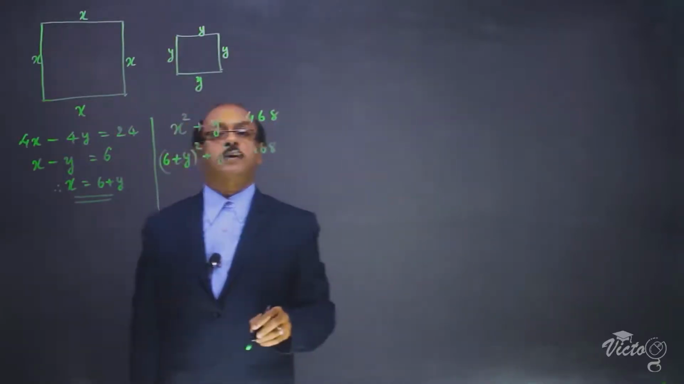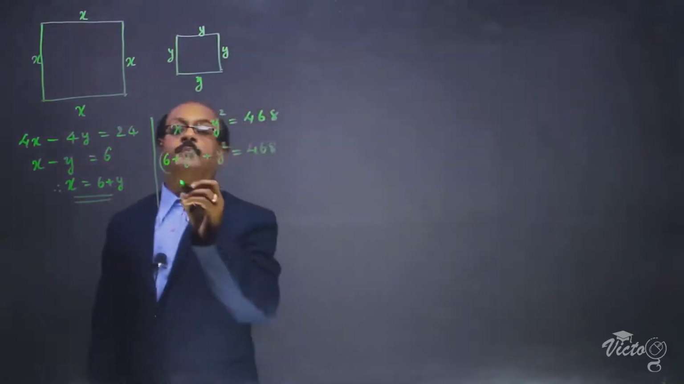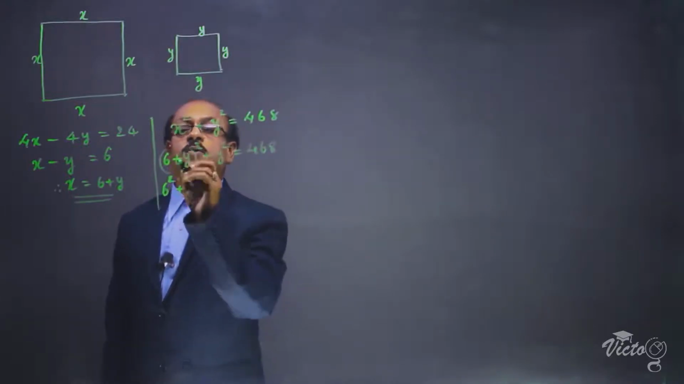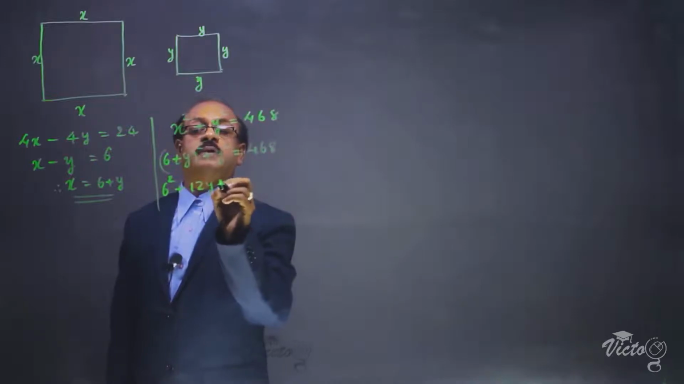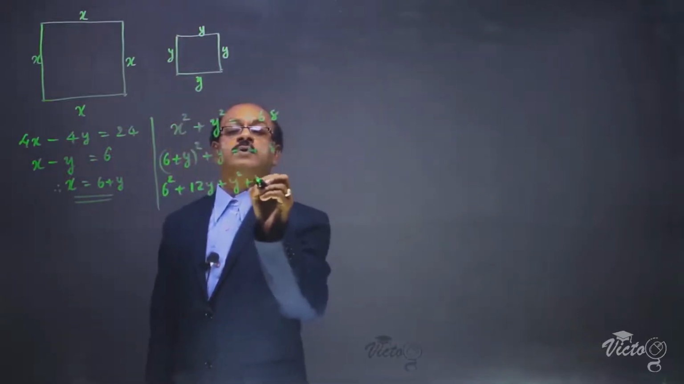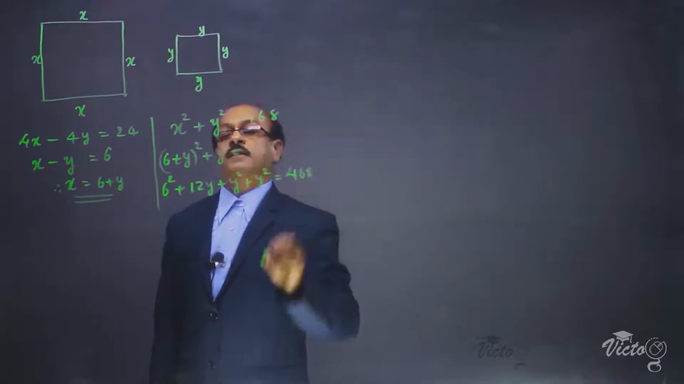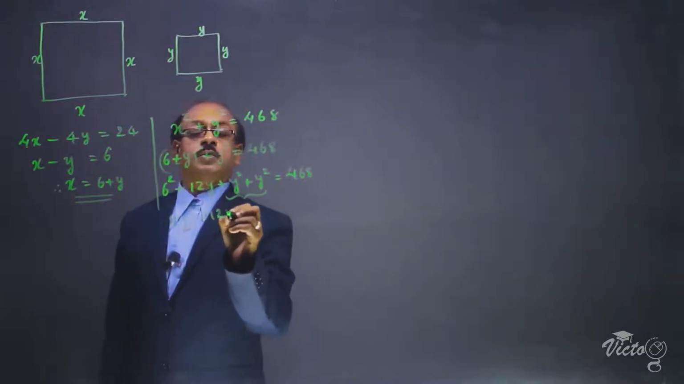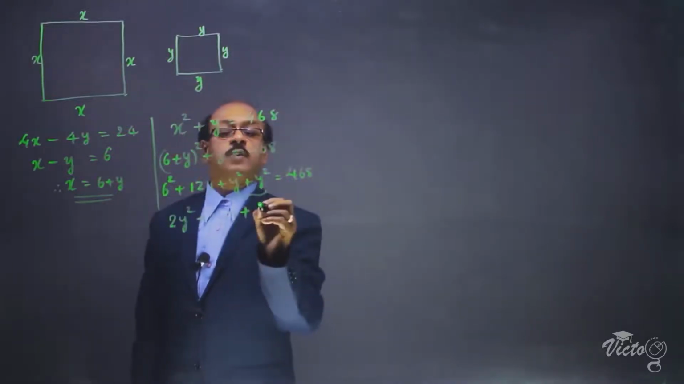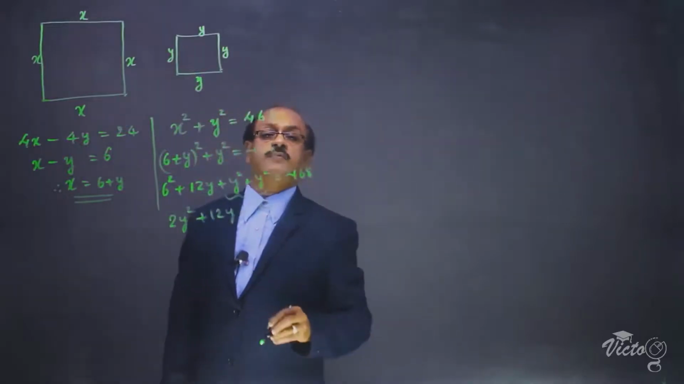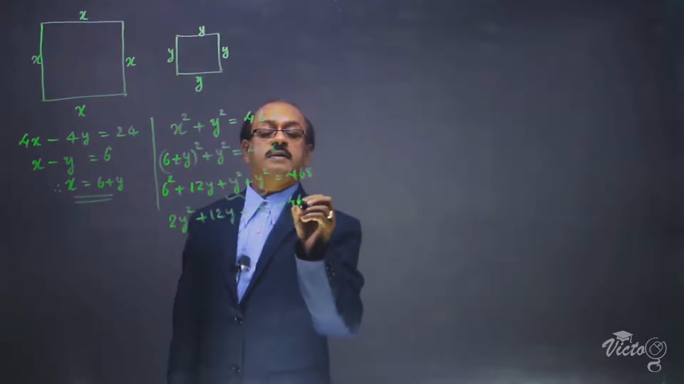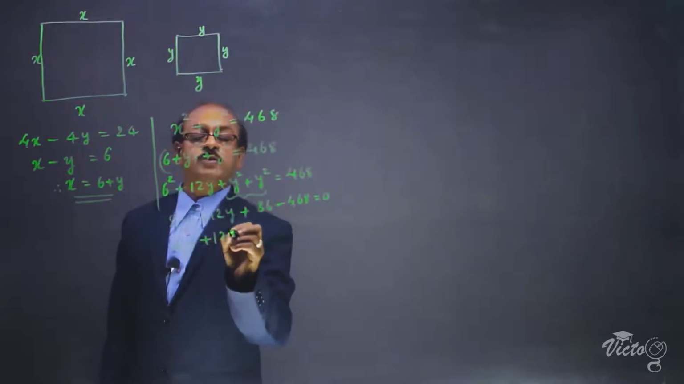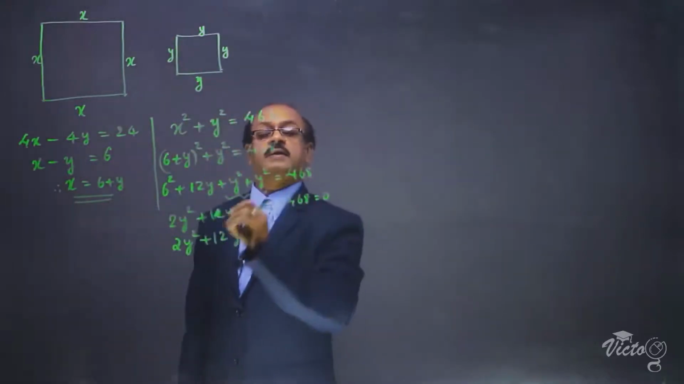Expand 6 plus y the whole square using a plus b the whole square. A plus b the whole square is equal to a square plus 2ab plus b square. That means 6 square plus 2 into 6 into y, 12y, plus y square. Here 1y square is equal to 468. Y square plus y square, 2y square plus 12y, then plus 6 square is equal to 36. We are converting 468 to the left side and it will be minus 468 is equal to 0. 2y square plus 12y, 468 minus 36.